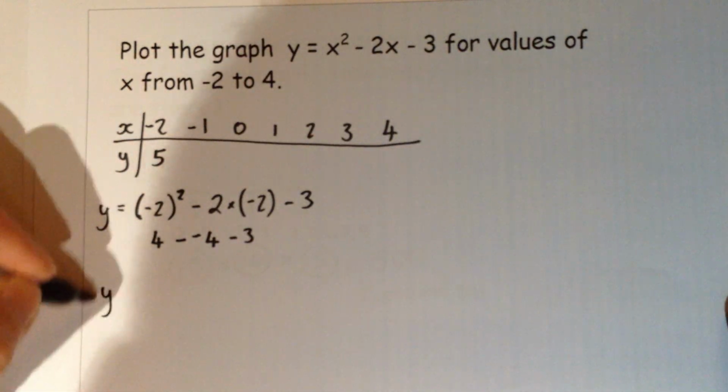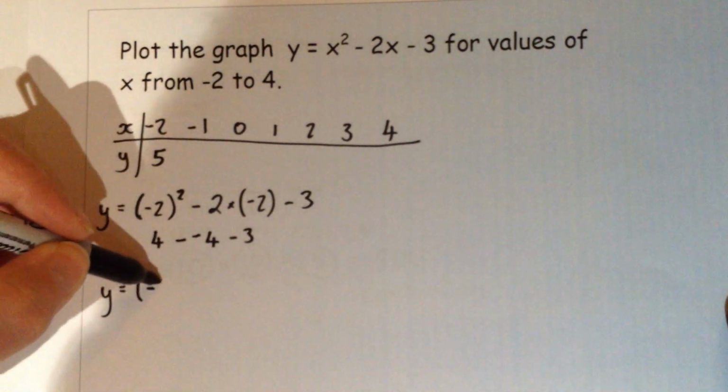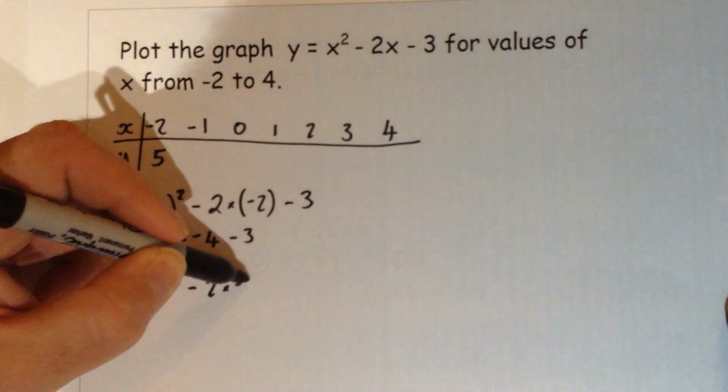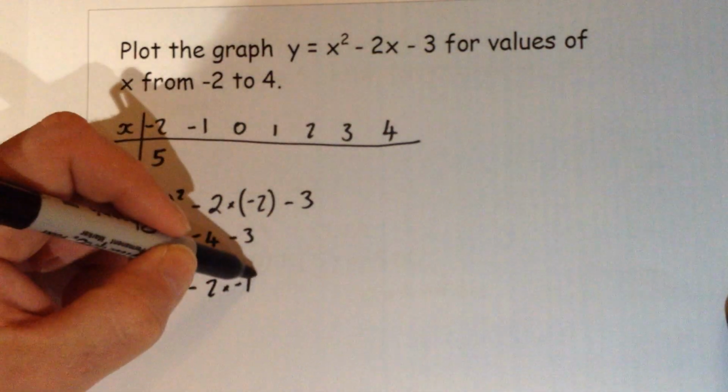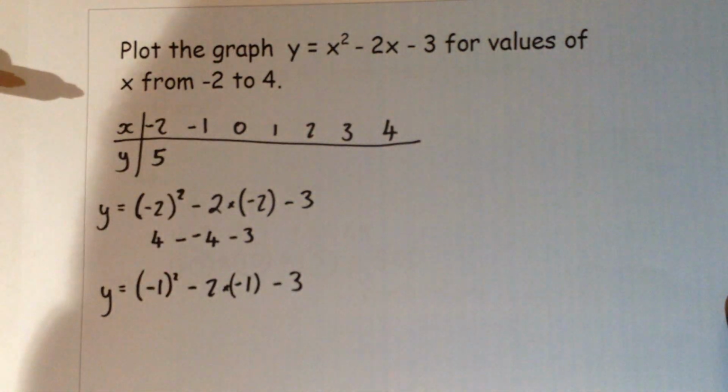I'd then keep doing exactly the same thing with each of the other numbers in the table. So minus 1 in brackets squared, minus 2 lots of minus 1, again, little bracket around the minus 1, take away 3.